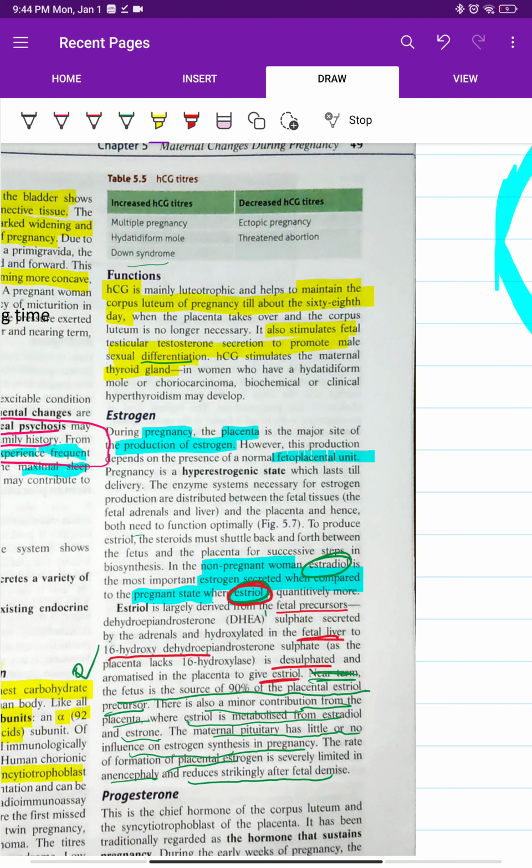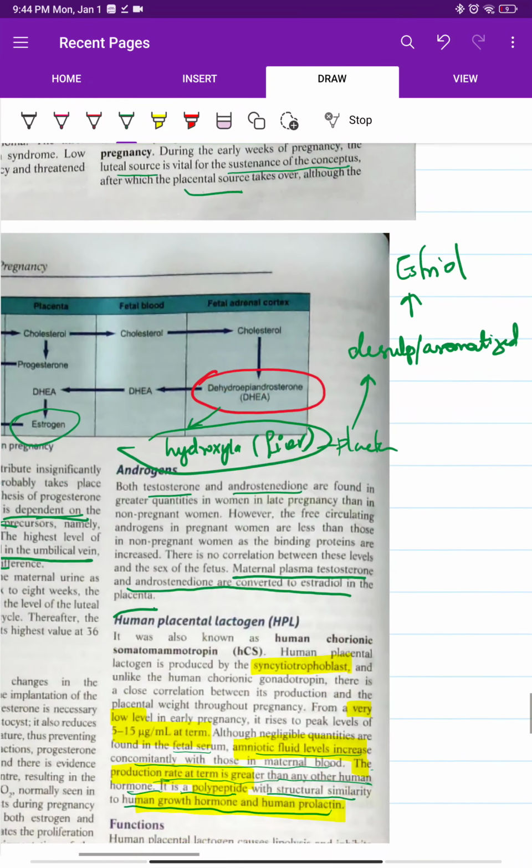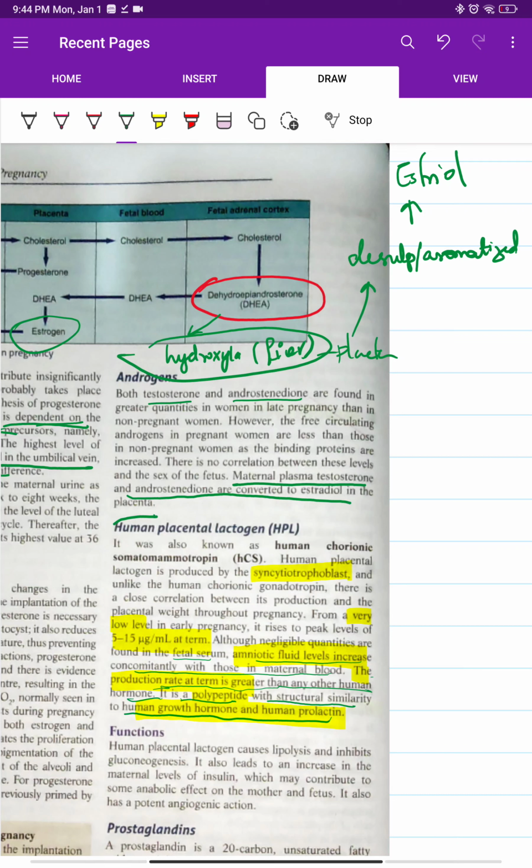And the maternal thyroid gland is also stimulated by this HCG. So it does three things, guys. One, the maternal thyroid gland is stimulated; two, fetal testicular testosterone secretion is stimulated; and three, it maintains the corpus luteum. Next, human placental lactogen, or human chorionic somatomammotropin, is structurally very similar to human growth hormone and prolactin, and it is a polypeptide.